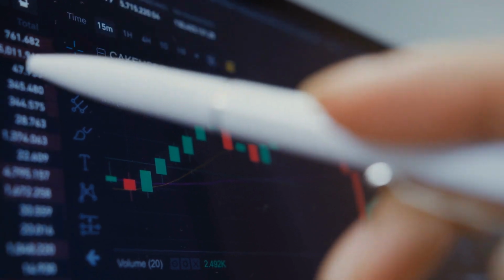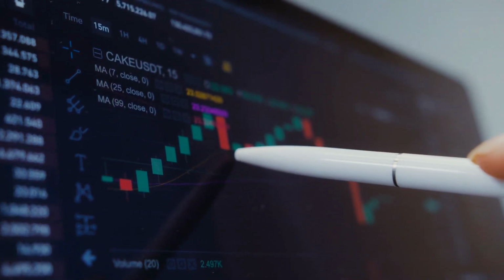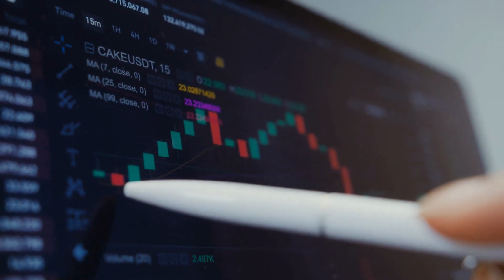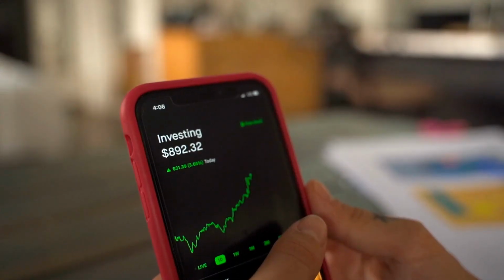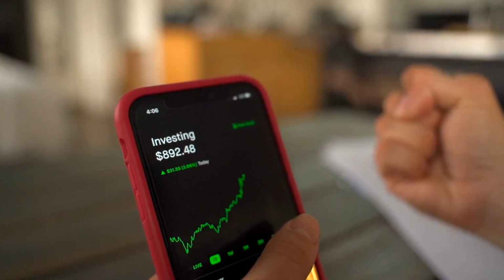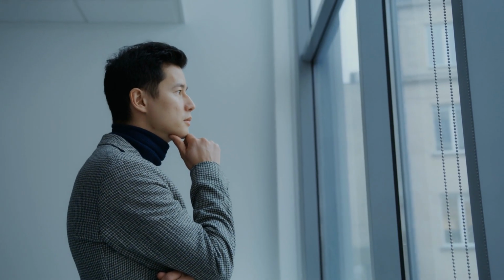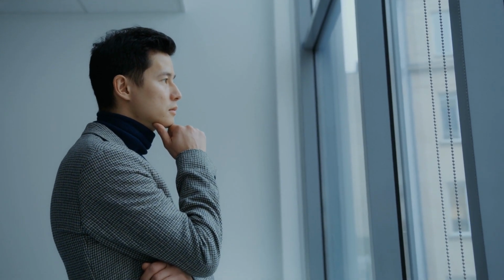The Rule of 72 is a quick and simple method to estimate the time it takes for your investment to double, based on a fixed annual interest rate. It's a very useful tool for planning your investments and understanding the power of compound interest. The formula is pretty straightforward. You divide 72 by the annual rate of return to get the approximate number of years it will take for your investment to double. Let's take a look at an example so we can better understand how it works.